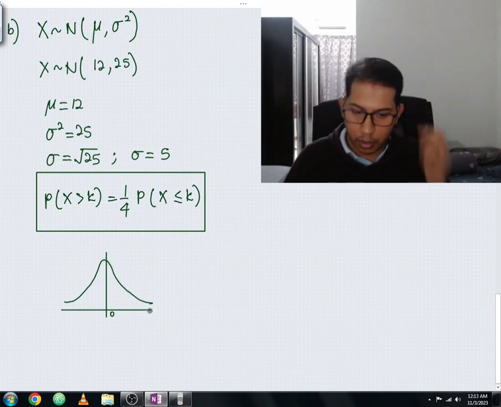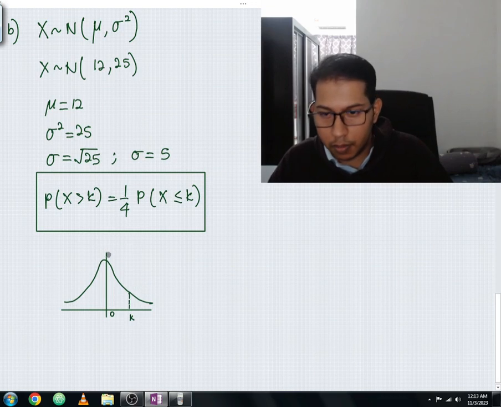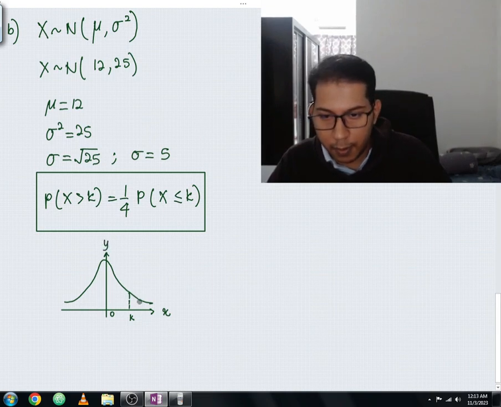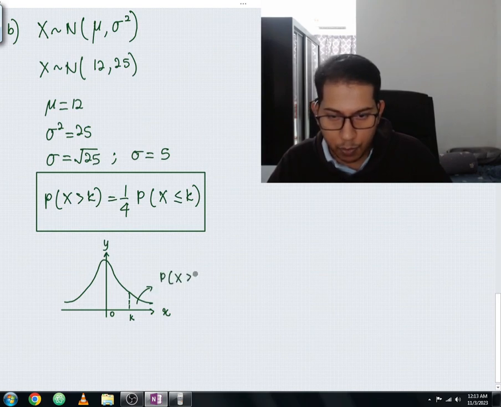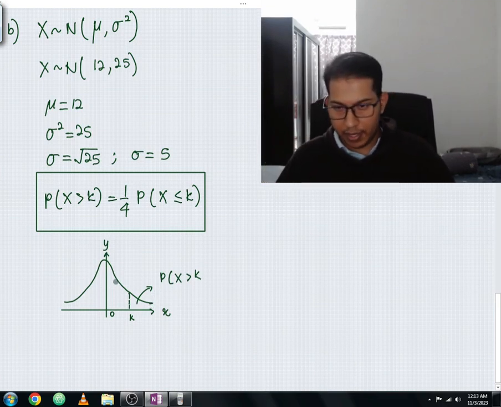Okay, so from here, let me just write here k. So under this region, we can conclude that the probability where x is more than k is the right hand side region, whereas for the left hand side region over here, we can conclude that the probability is x less than or equal to k.